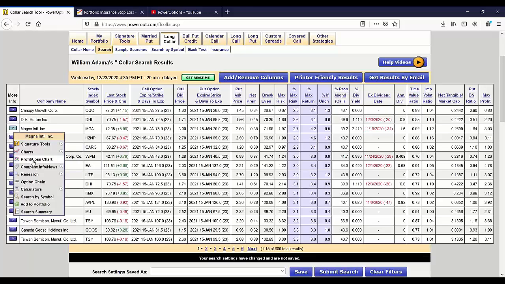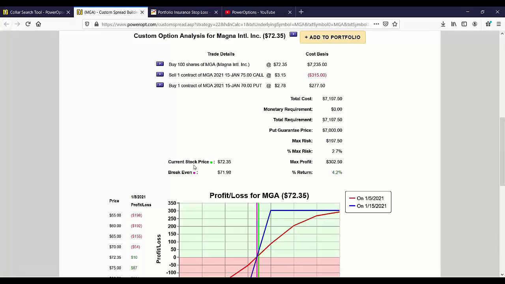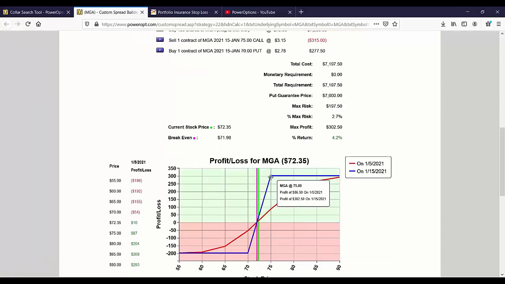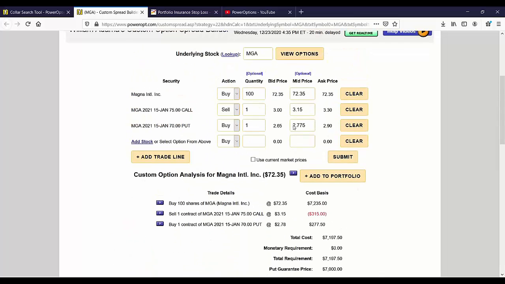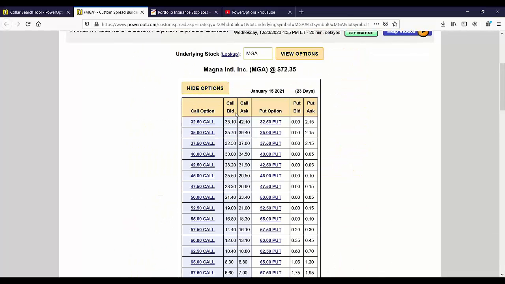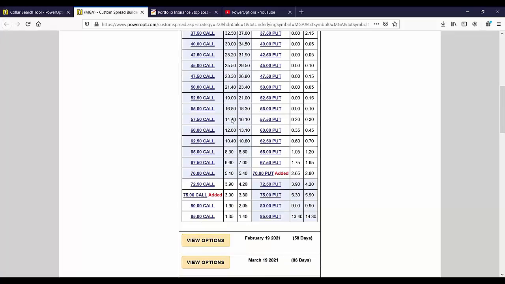But let's take a look at the profit and loss chart very quickly. Okay, so you're looking at maybe a 35, 40% probability of being assigned in this case. It has to go up to 75. You're going to get some appreciation. This is a good risk-reward ratio for a standard collar. However, what I wanted to look at in the options for January, there is.